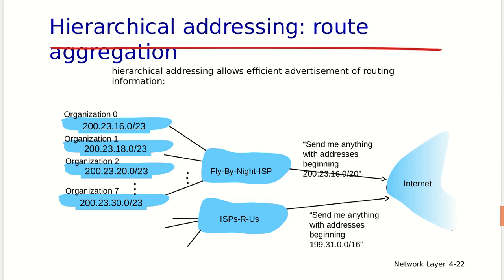Okay. And then the routers inside ISPs-R-Us can forward it to the relevant subnetwork or to the relevant organization. Okay. So this is what we mean by hierarchical addressing, that we aggregate the routes or compress the routes or compress the IP address range in such a way that whenever we want to put an entry in the routing table, usually one entry is sufficient to send the traffic in a particular direction.